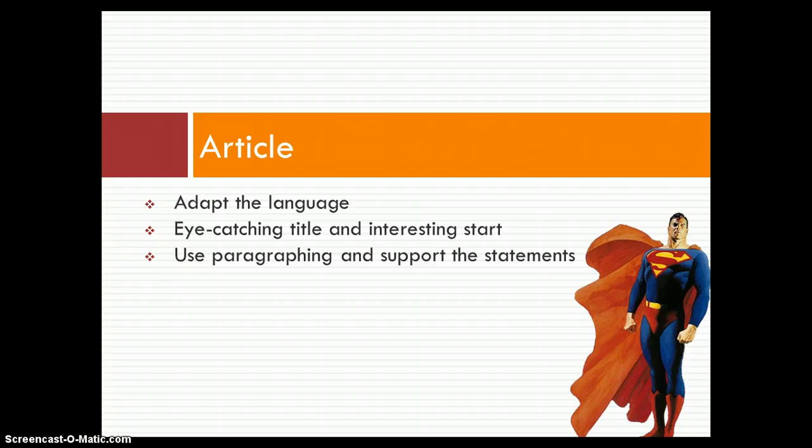Remember to support your statements with suitable facts from reliable sources to give the article a more serious and reliable impression. Lastly, it is important to finish the article with an interesting conclusion, perhaps by trying to make an impression or to make the reader continue to think about the topic even after finishing reading.